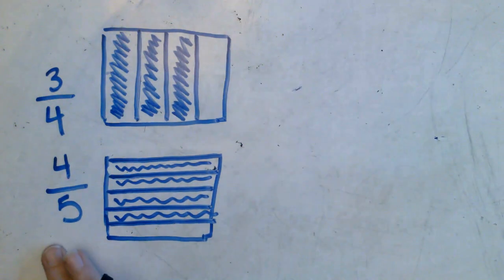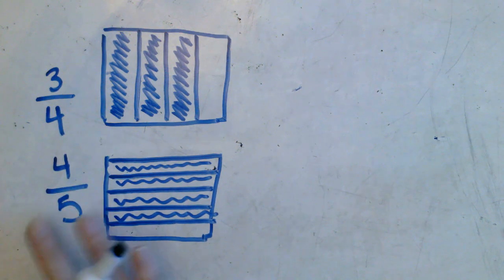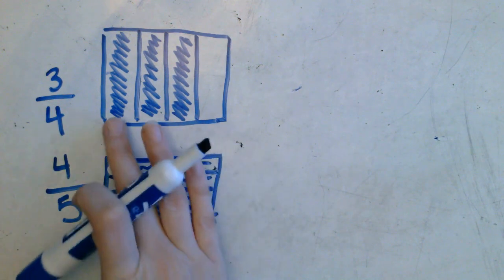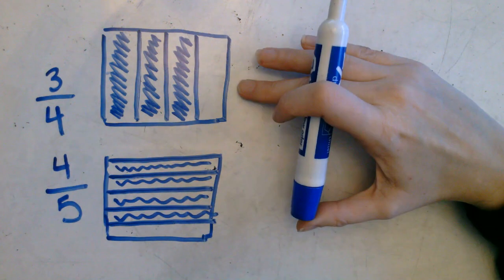Now, if we look at our denominators here, thumbs up or thumbs down, do we have like denominators? No, I should see thumbs down in the crowd. We have 3/4 and 4/5. We split our top picture up into 4 pieces and our bottom picture up into 5 pieces.